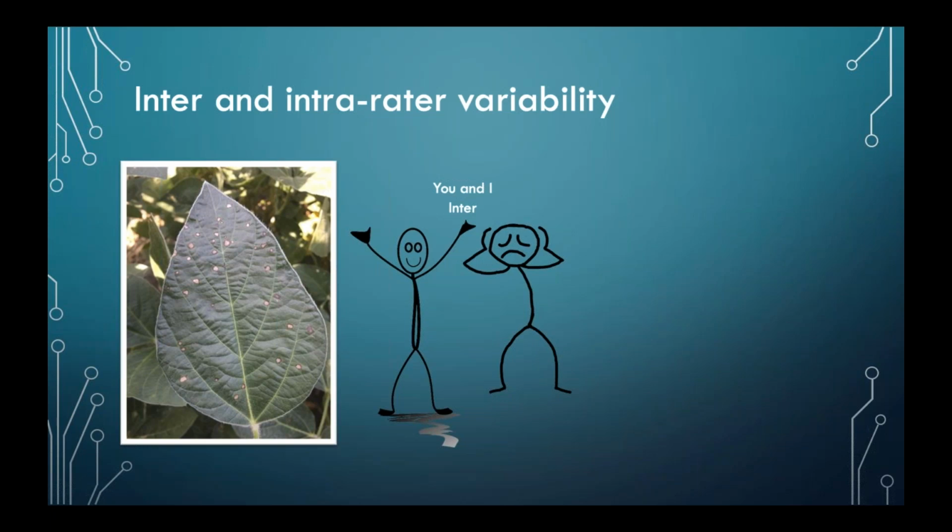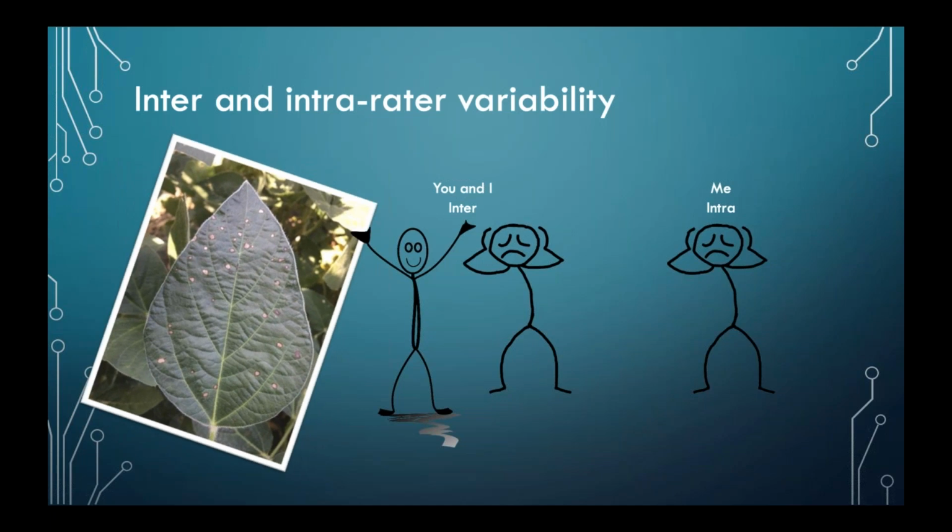So between you and I, we go out into the field and we see this leaf, and this is frogeye on soybean, and you say, that's about 5, 6% of the total leaf area that is taken up by lesions of this disease. And then I go, I think that's 30%. So there's a big difference between your rating and my rating. That's inter-rater variability.